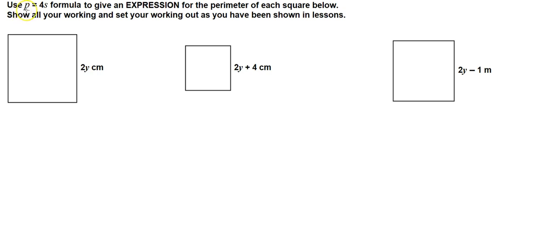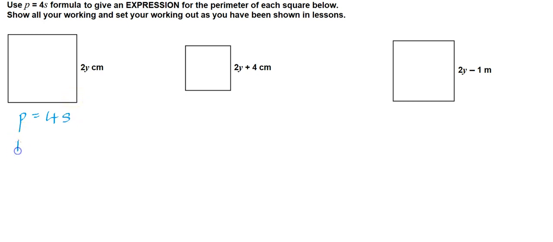Okay, so we have to use the formula P equals 4s, and we have to come up with an expression for the perimeter of each square. Okay, so that's important. So let's try that out. So we use the formula perimeter equals 4 times s, which is the length of the side.